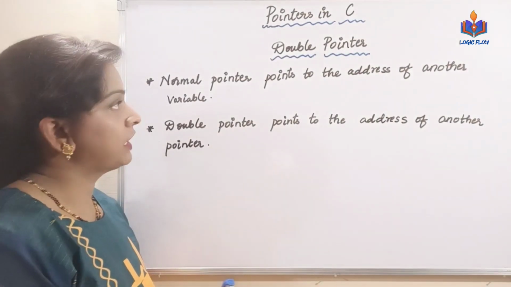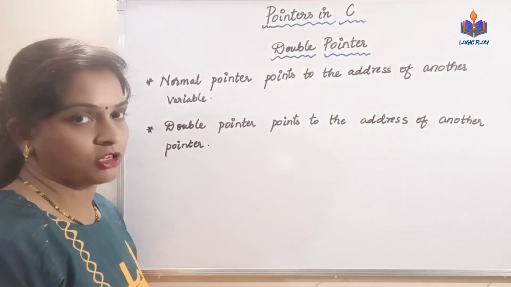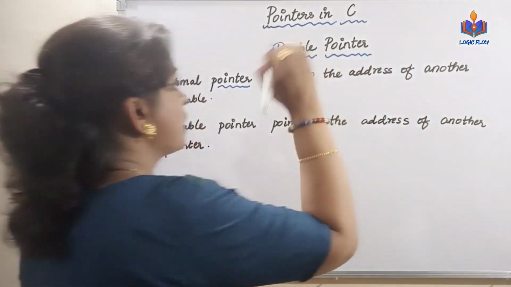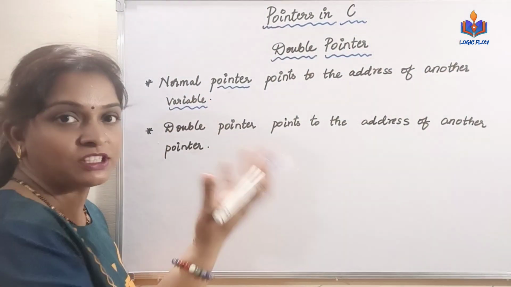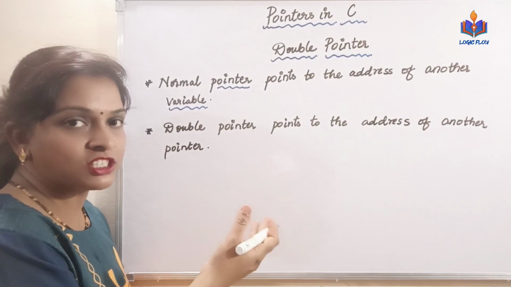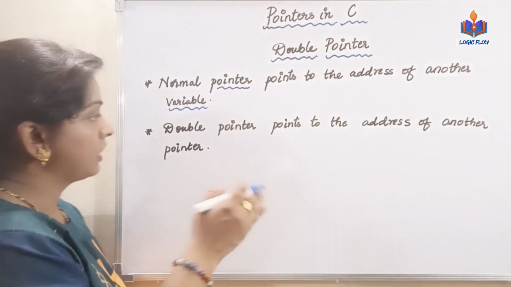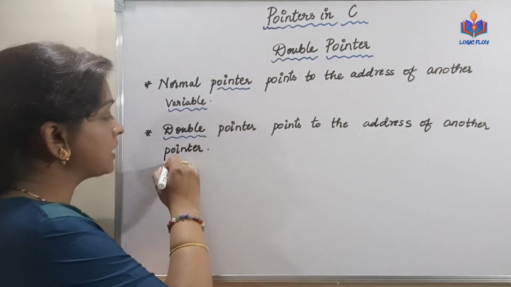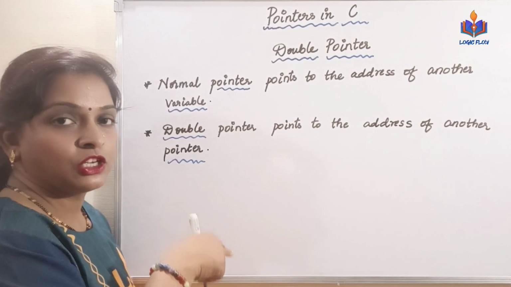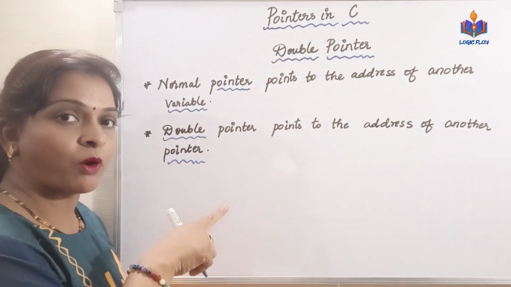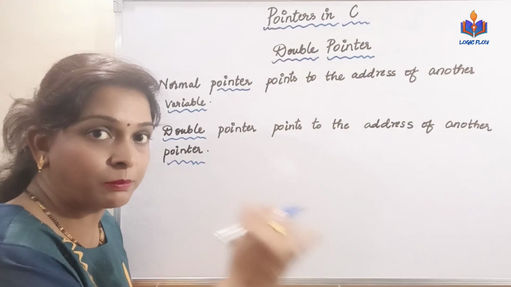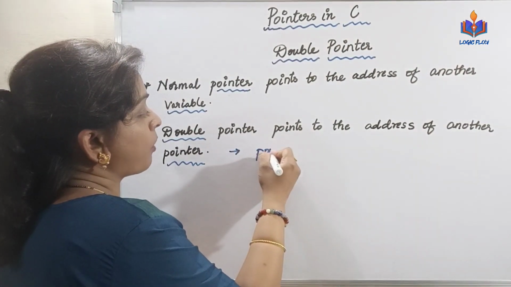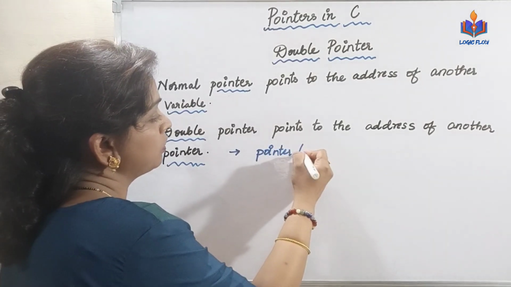So let us see the definition here. We have seen the definition of pointer variable. A normal pointer variable points to the address of another variable of the same type. So if it is an integer pointer, of course it is going to point to an integer variable. But a double pointer is one which is pointing to the address of another pointer variable. So it is a pointer variable that is pointing to one more pointer variable, not a normal variable. I can just call this double pointer as pointer to pointer.